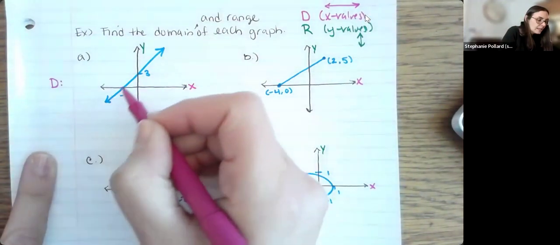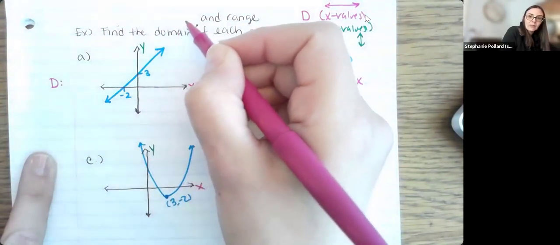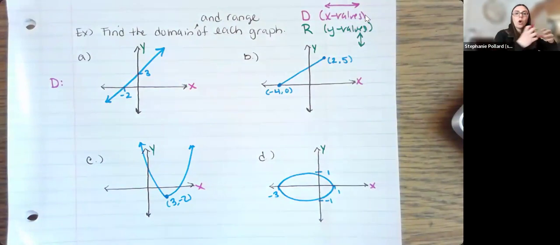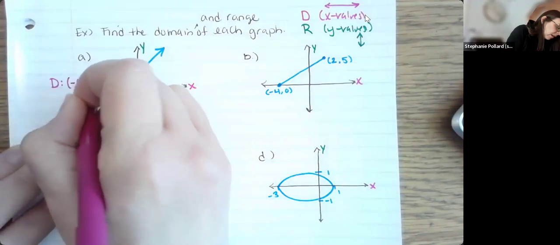And if I follow it on the right side, I see it keeps going to the right forever. There are no holes, no breaks, and it doesn't stop. So it's going to include all x values. My domain there is negative infinity to infinity.